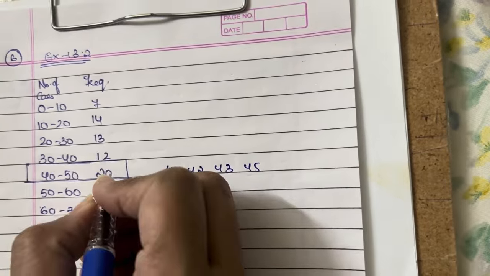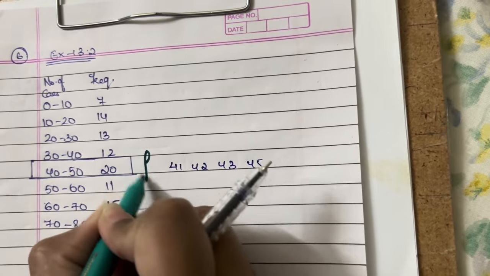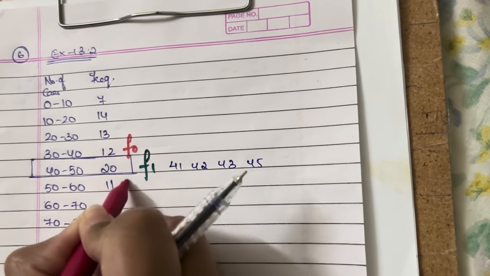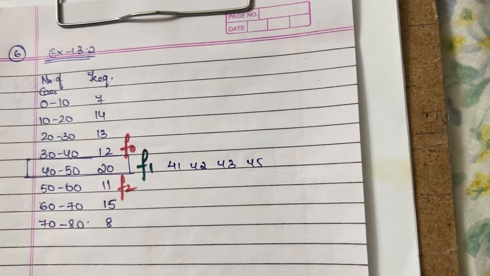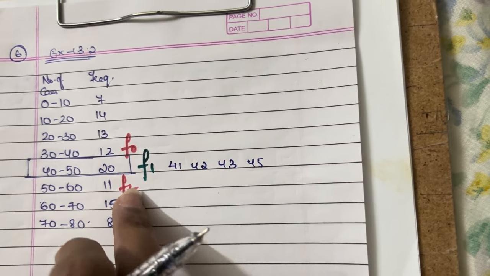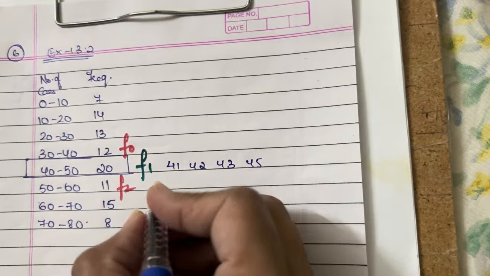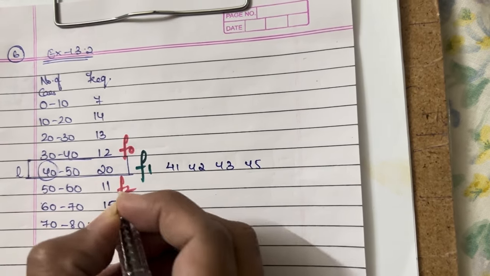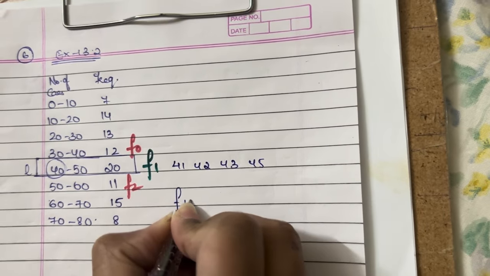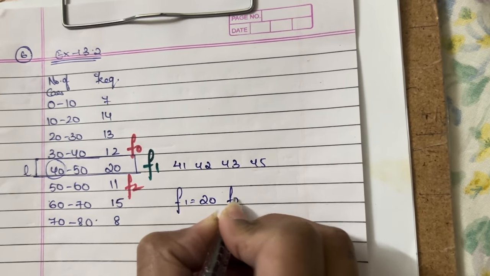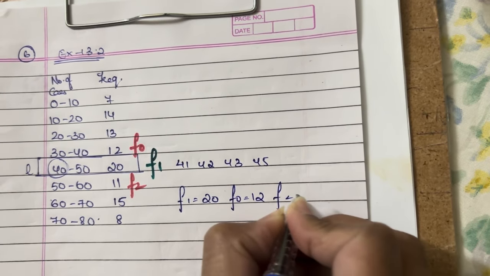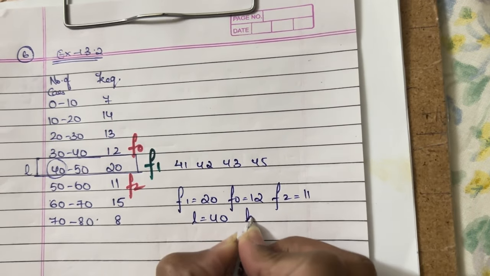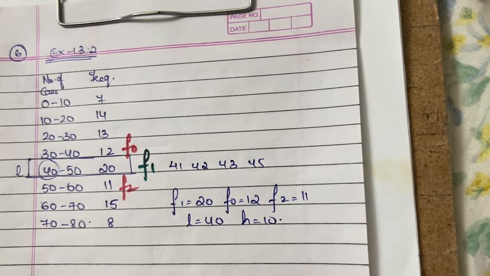So as we have learned, this becomes your f1, and then this becomes your f0, and this becomes your f2. Once we have done this f0, f1 and f2, what we are going to do next is write our L value. This is going to be your L and the H is going to be 10 here. So let's write f1 is equal to 20, f0 is equal to 12 and f2 is equal to 11, and L is equal to 40, H is equal to 10. Let's start substituting it into the formula.